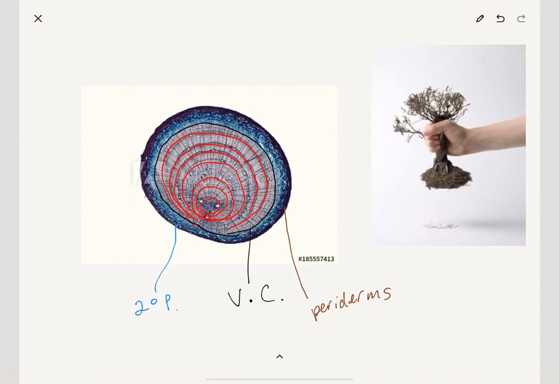I wanted to remind you that even really small plants can produce wood, and even though it's a small amount of wood, you can still see these yearly growth rings.